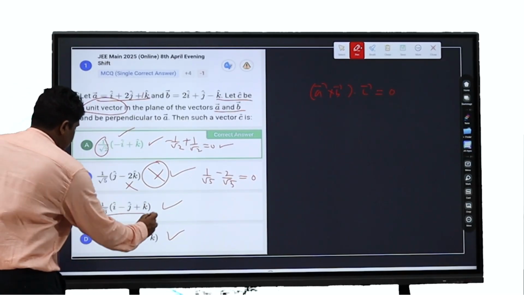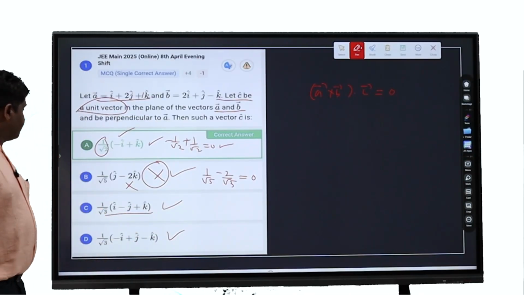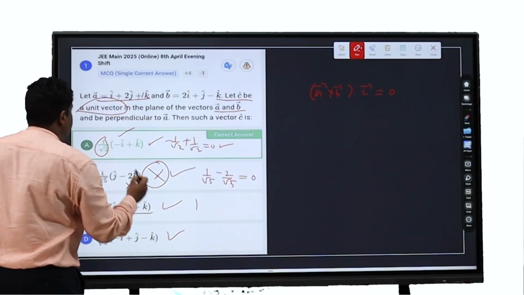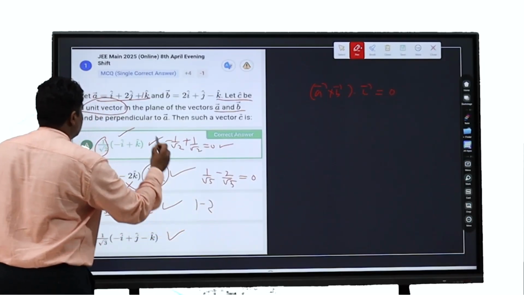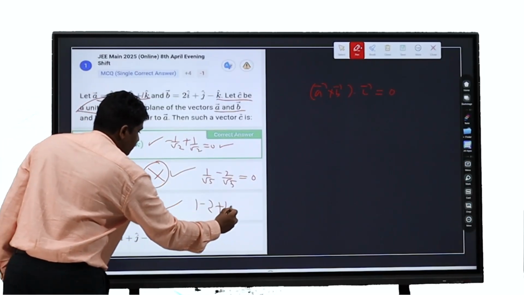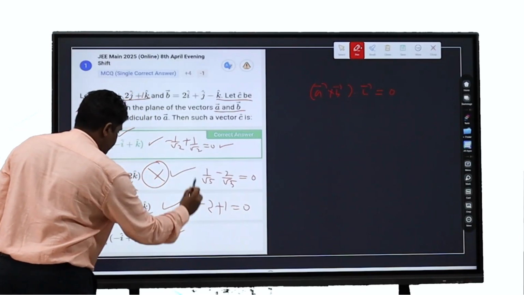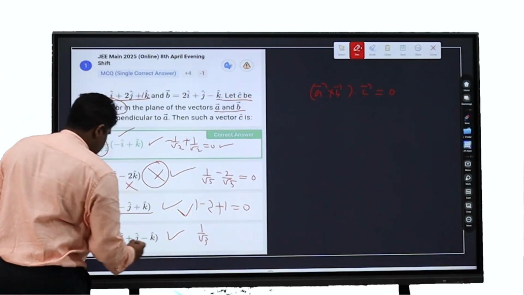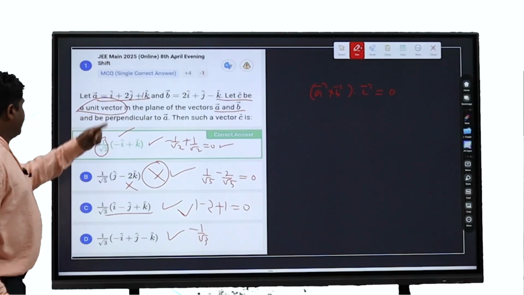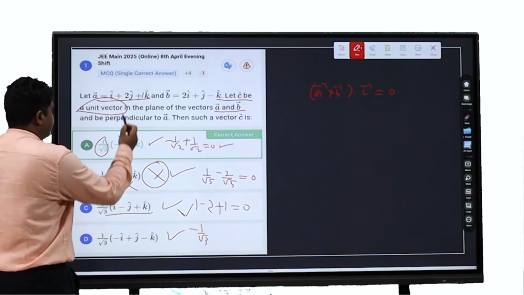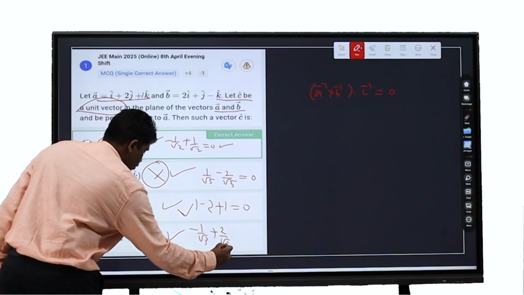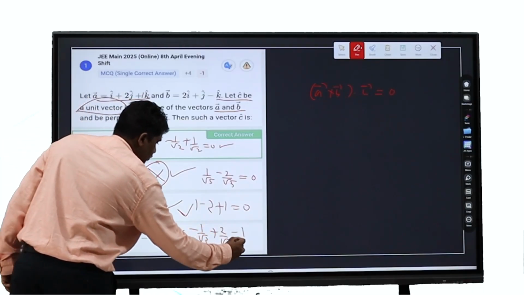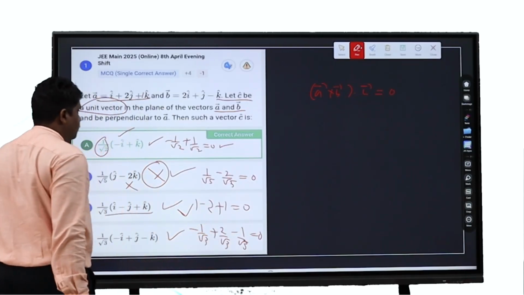Then what about i minus j plus k? This is 1 into 1, 1; 2 into minus 1, minus 2; 1 into 1 plus 1, which is equal to 0, so it can be. Similarly, 1 by root 3 into 1, 1 by root 3; minus 1 by root 3 into 2, minus 2 by root 3; 1 by root 3 into 1, plus 1 by root 3, is equal to 0. It can also be possible.